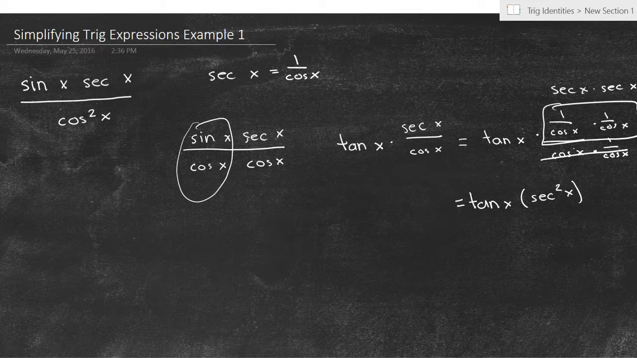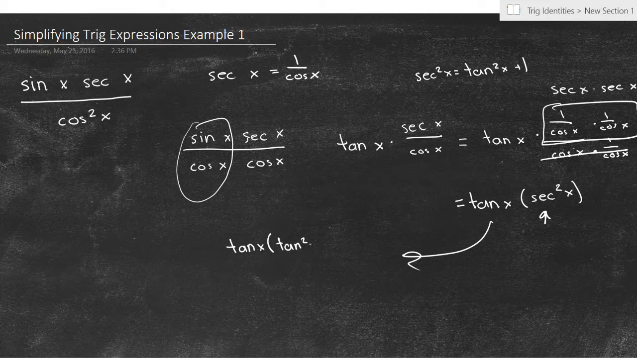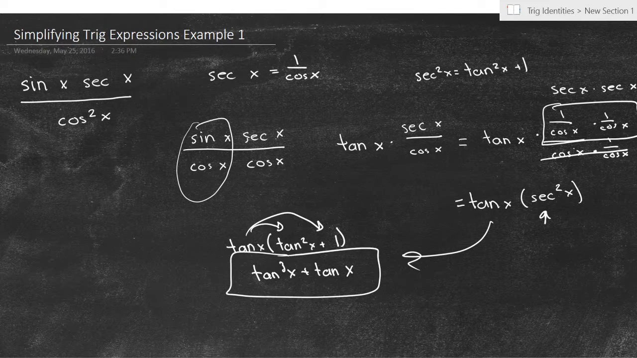And now I do know a relationship that relates secant of x to tangent of x. It's secant squared of x equals tangent squared of x plus 1. Okay, so now let me get some real estate over here. Let me draw an arrow. I'm going to have tangent of x times tangent squared of x plus 1. And then I'm just going to distribute this tangent of x out to both terms. We're going to get tangent cubed of x plus tangent of x. And that, I think, is as far as I could go here. It's all gotten down to one trig identity, and I think that's all I can do.